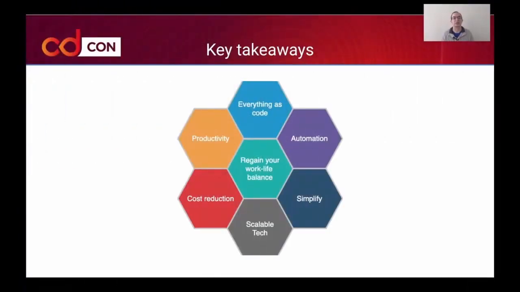The key takeaways of what we just discussed, right? So we've done everything as code, so it's repeatable. We use Screwdriver to automate all of it, from pulling the code based on a particular PR or commit or a particular folder that has changed. We've simplified the process of building our application, including the use of buildpacks, so we don't have to maintain additional files. We use it with technology that's meant to be scalable. And all that results in productivity and cost reductions for our company. But more importantly, that allows us to regain our work-life balance.